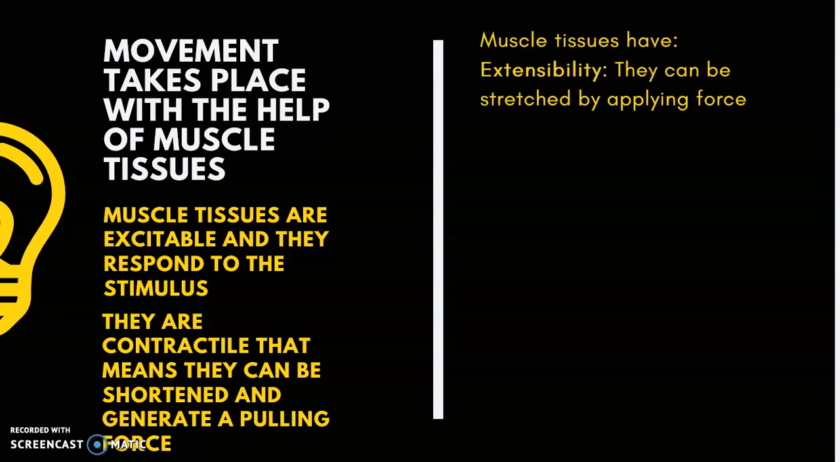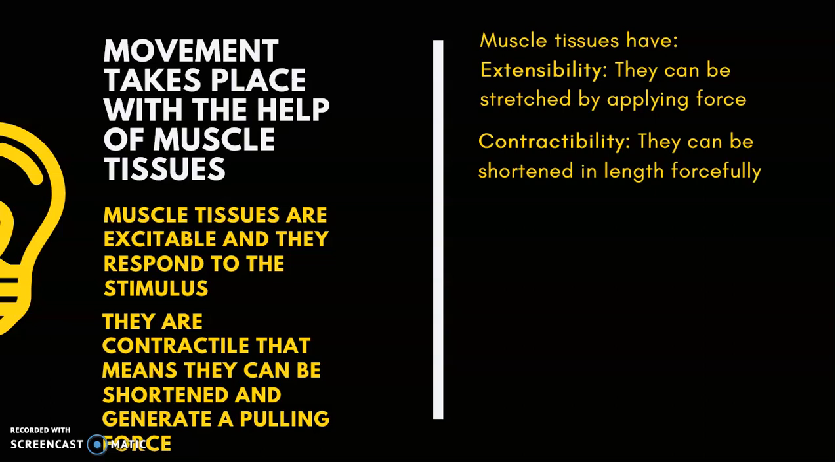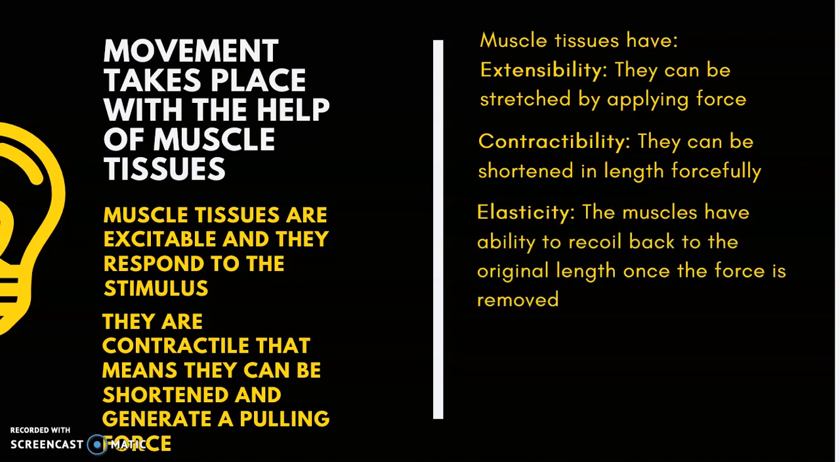Now muscle tissues have four properties. The first is extensibility, which means they can be stretched by applying force. Muscle tissues also have contractibility, they can be shortened in length forcefully. Muscle tissues have elasticity, the ability to recoil back to the original length once the force is removed. And finally, muscle tissues are excitable, they respond to external stimulus.